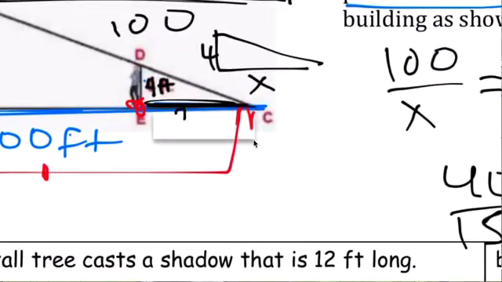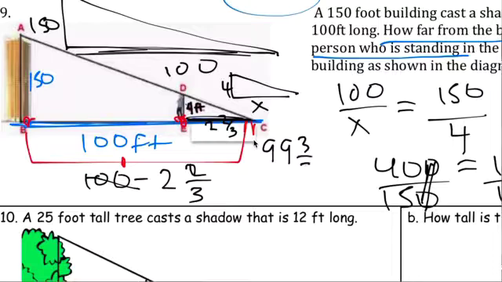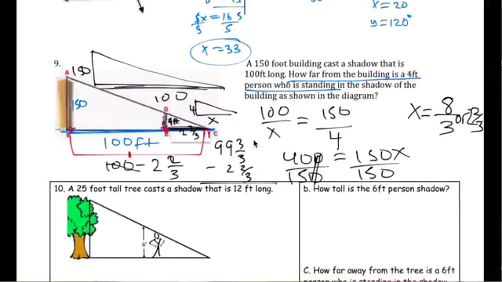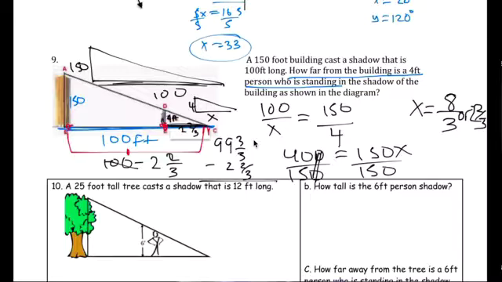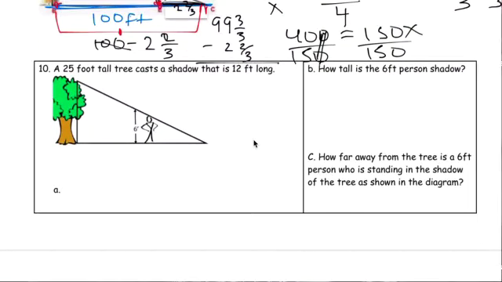2 2/3. So subtract 100 minus 2 2/3. Borrow from here, that's 99, and 3 over 3 minus 2 2/3. You get 97 1/3. So the person is standing 97 1/3 feet from the building. I wrote too big. That's what your answer should be. Same thing here.